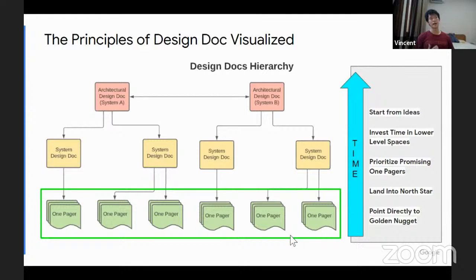So once you invest time in a lower level space, what you want to do is prioritize. Which one-pager do you want to prioritize? For example, I look into this one-pager and experiment with it, like implementing a certain feature. It doesn't look good. If it doesn't look good, I hit a wall. Then usually I will move on. I will try to eliminate time sinks. What's the next low-hanging fruit so I can move on? So this is another one.